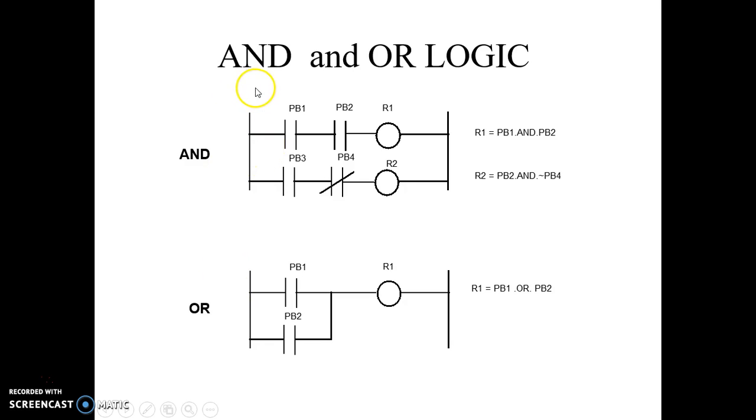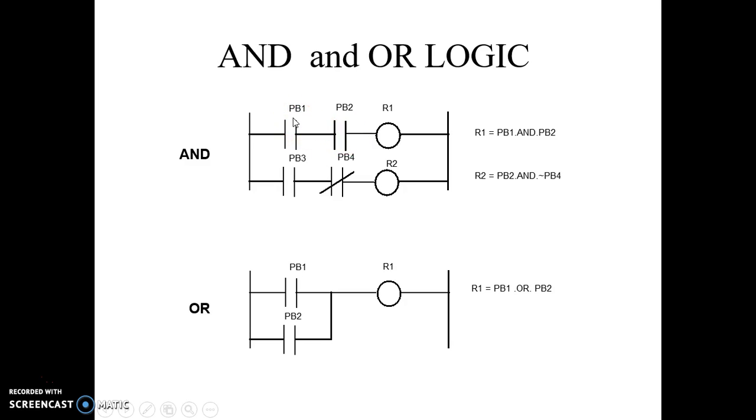Now we should understand what AND and OR logic are. AND means that if any number of inputs are connected in series, then and only then will it give an output, otherwise not.